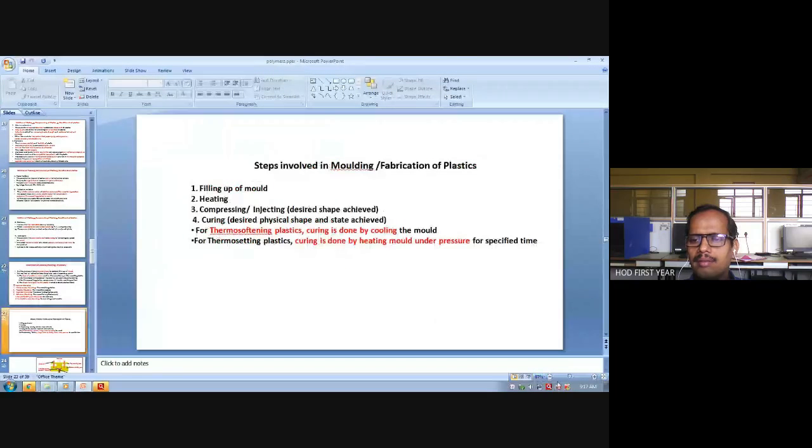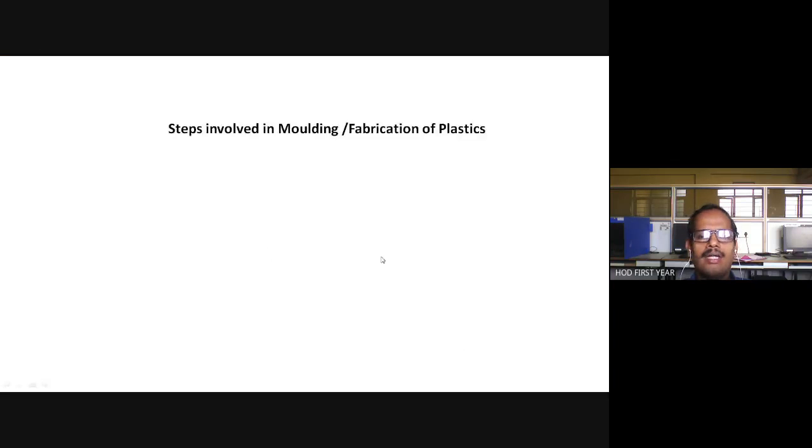Okay. So as I told you, steps involved in molding or fabrication of plastic means, see, there are four methods. Four different methods. But your answer or structure of the answer is same. Okay, so there should be diagram, and in actual working you have to explain three steps.